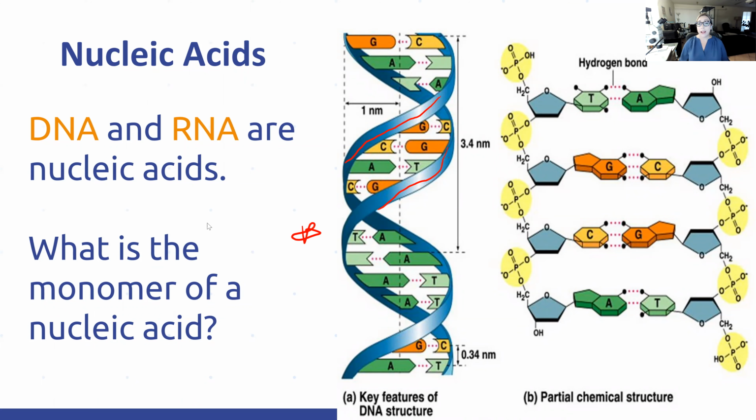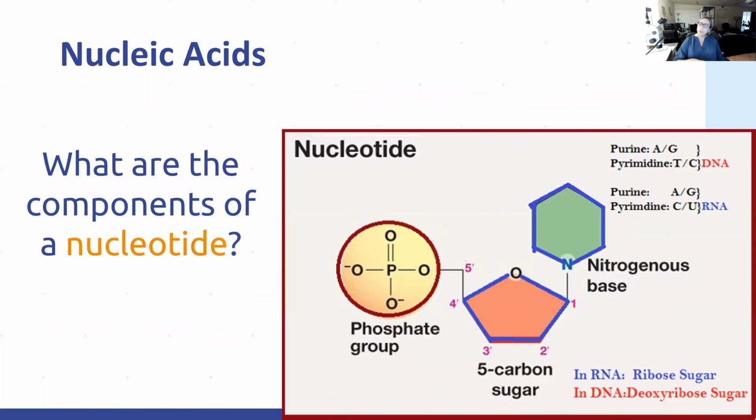Now, DNA and RNA are both nucleic acids. There is another nucleic acid, but you will learn about that later. DNA and RNA are nucleic acids. The nucleotide is what makes them up. So here we have a close-up picture of a nucleotide. And your nucleotide has three components or parts that you need to know.